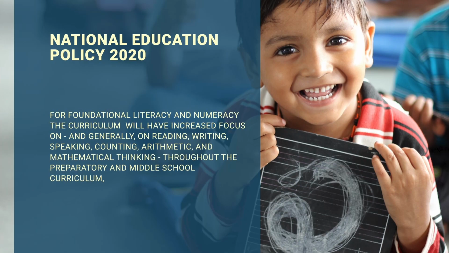This is the basic skill, basic know-how of reading, writing, speaking, counting, the basic language know-how, the arithmetic and the way of thinking, the logical way of thinking, how to reason, how to solve problems, all that throughout the primary school and the middle school curriculum. And for that adequate transactional strategies should be used.